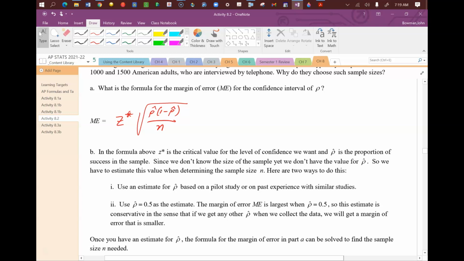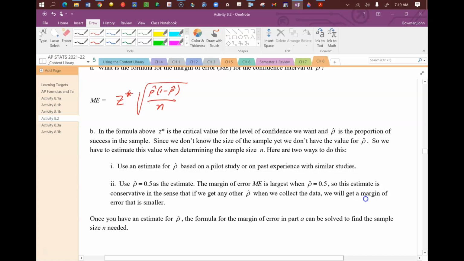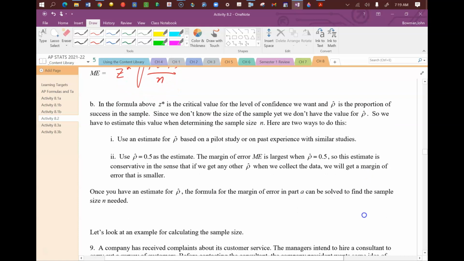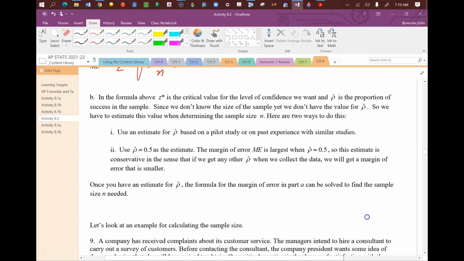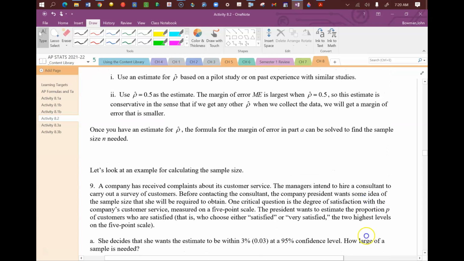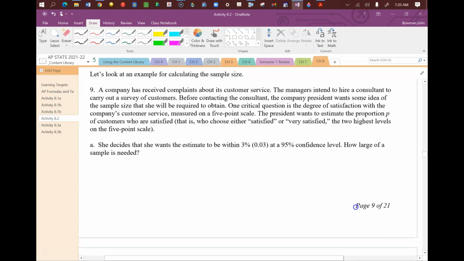A word of advice: if you have no idea what the sample proportion is, use a sample proportion of 0.5, because that will give you the largest possible sample size necessary for your margin of error, and that is the most conservative approach. If, on the other hand, you have some idea what the sample proportion is, use that, because that will help reduce the sample size. So let's take a look at an example.